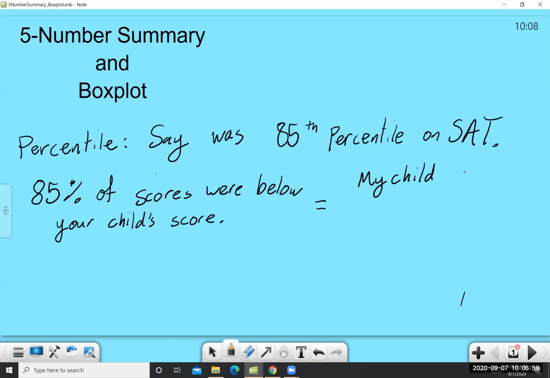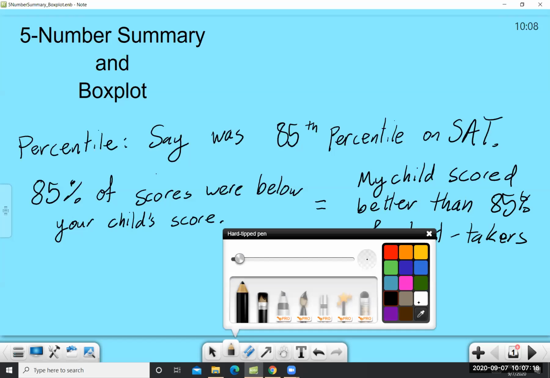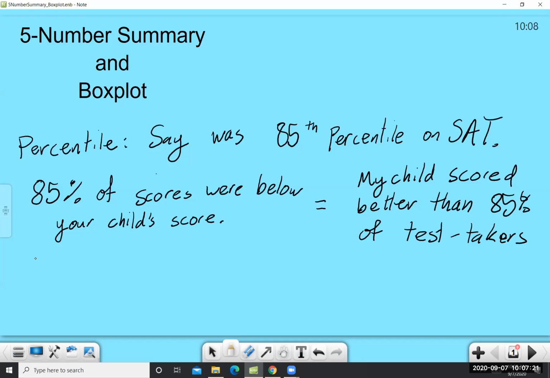85% of scores were below your child's score, which is the same as saying my child scored better than 85% of test takers. So that's pretty good. Percentile is also something used on a lot of other standardized tests, like even the graduate record exam, the GRE. So if you're in college and you're planning to go to grad school, the GRE is an exam you might take, and then they're going to tell you what percentile you scored when you get your results.